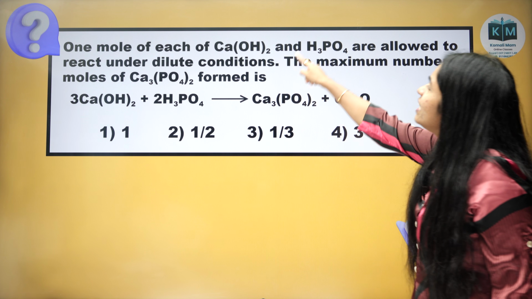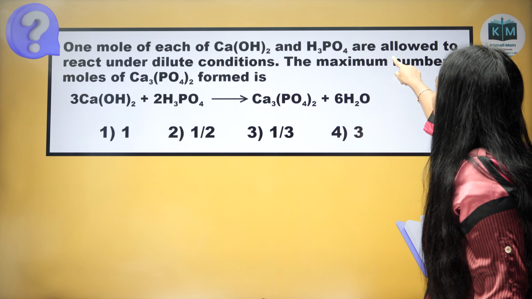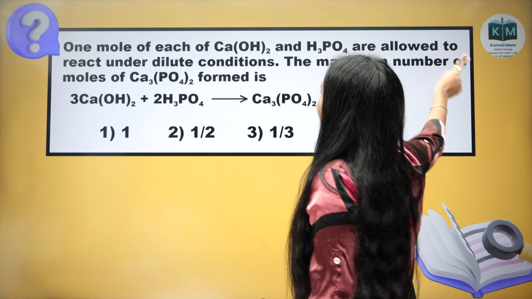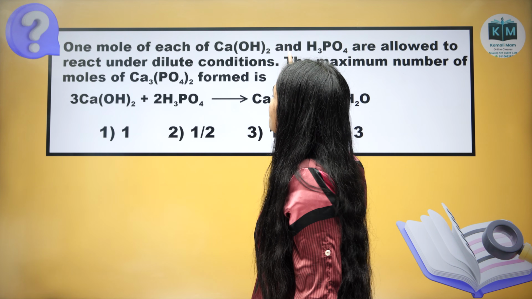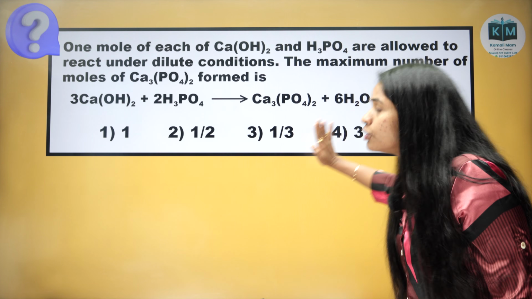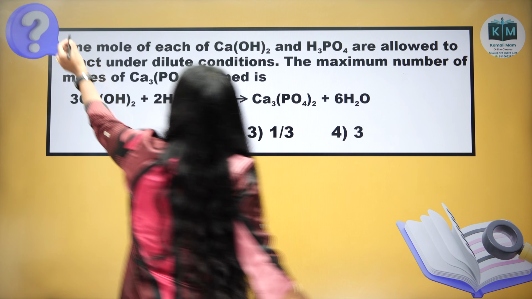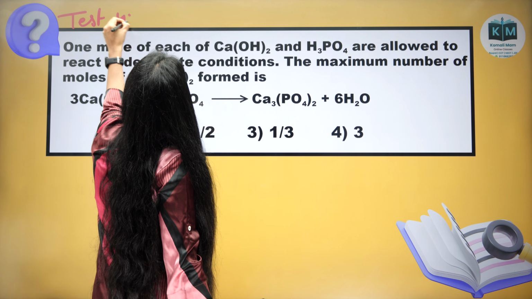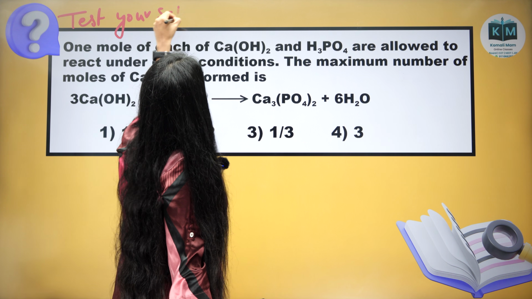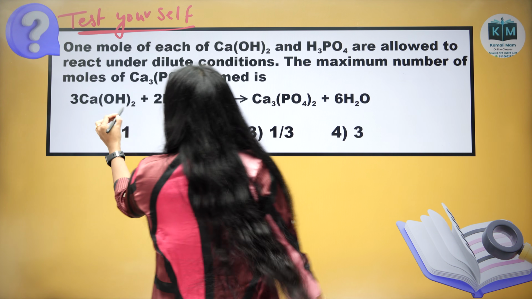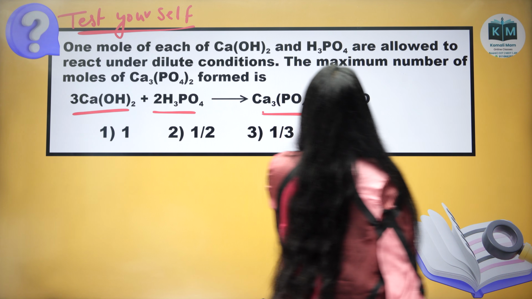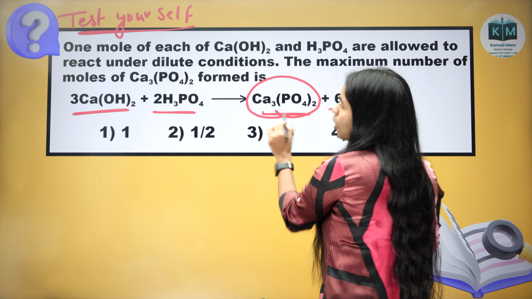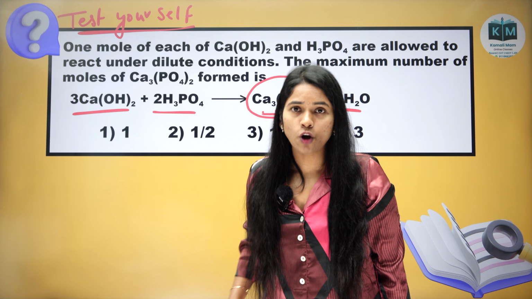1 mole of each of Ca(OH)2 and H3PO4 are allowed to react under dilute conditions. The maximum number of moles of Ca3(PO4)2 formed is? Will you try this question? Try this question. It is a test-yourself question, and comment me your answer. What you have to do? First take the stoichiometric coefficients and write the mole analysis. Find the number of moles of product formed. Put your answer in the comment section.